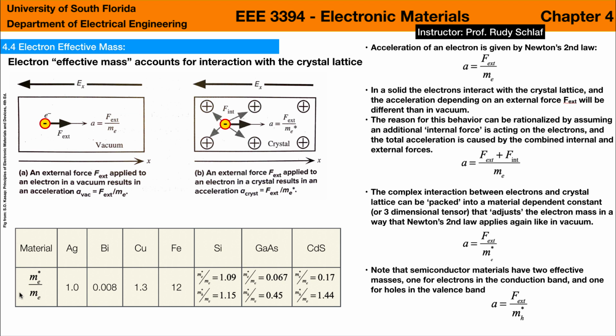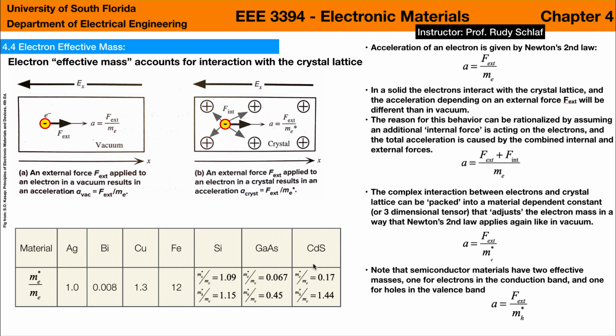And so here you see a table of how the effective mass varies relative to the regular electron mass. And so you see that there are quite some differences. Silver, for example, has an effective mass that is identical with the regular electron mass. But if you look at bismuth, for example, it's about a factor of 100 different.